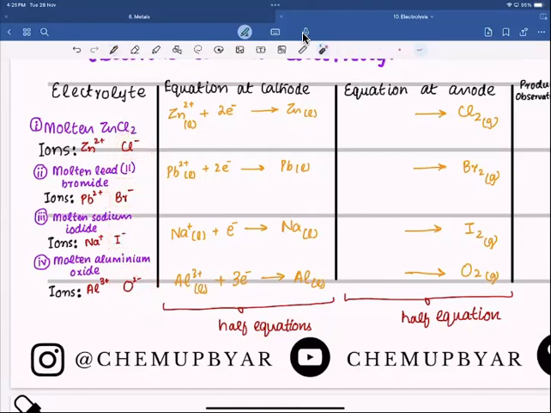Okay. Yes. How will we make the equation? Let's have a look over here. Cl negative. What does the negative sign indicate to us?